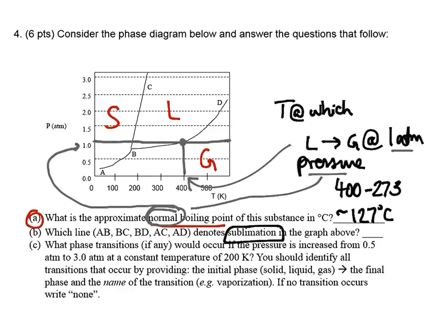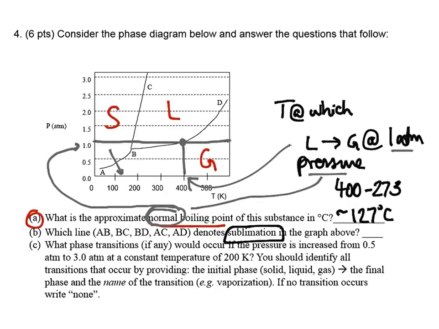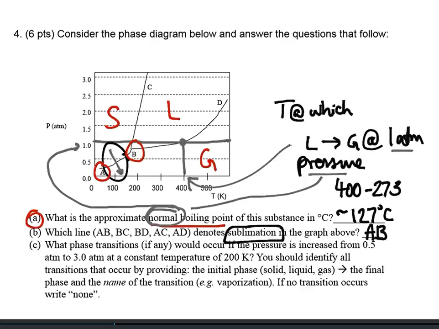Which line denotes sublimation in the graph above? So that's from the solid to the gas phase, so that would be line AB. Part C, which phase transitions, if any, occur if the pressure were increased from 0.5 to 3 atmospheres at a constant temperature of 200 Kelvin. You should identify all phase transitions.